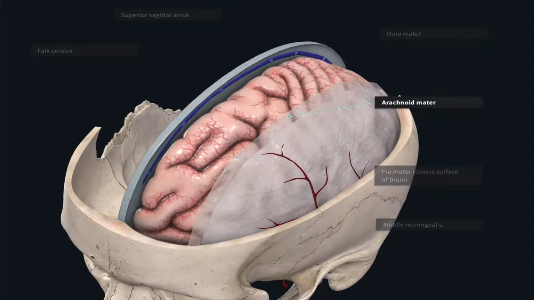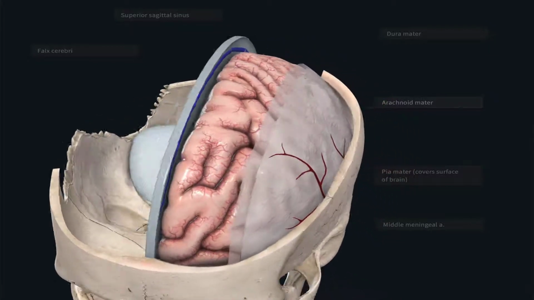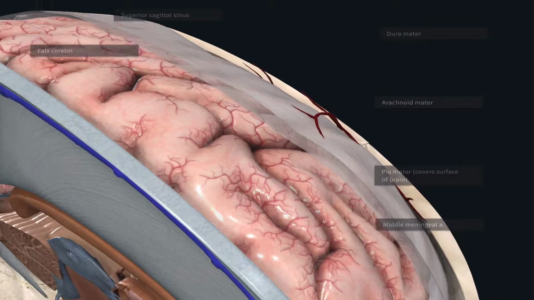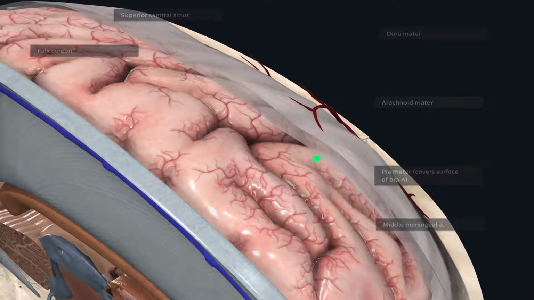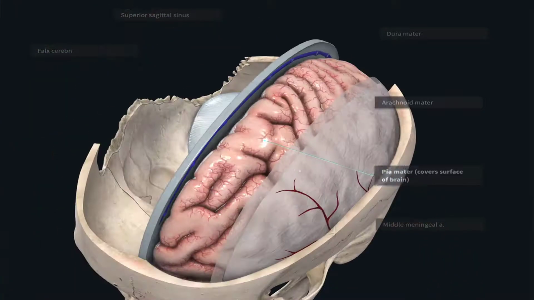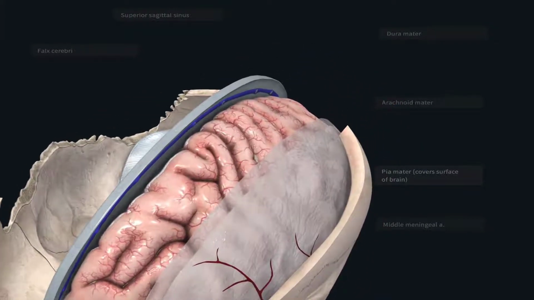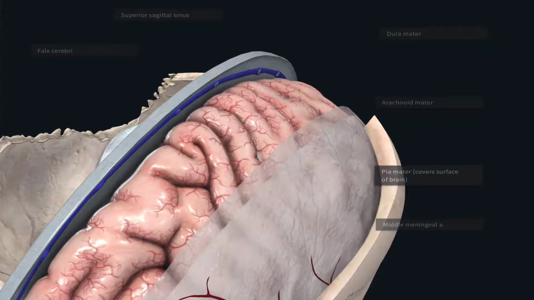The arachnoid mater got its name due to the delicate spiderweb-like appearance of the fibers that will extend from the superficial surface down deep towards the pia mater. The pia mater covers the surface of the brain and contains tiny blood vessels that will carry the blood that will be filtered through the blood-brain barrier to provide the nutrients to the brain tissue itself.